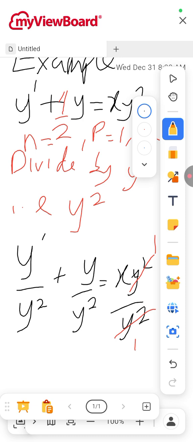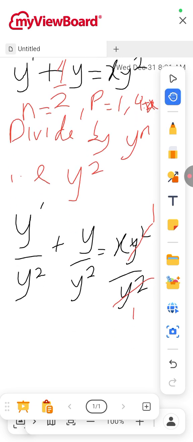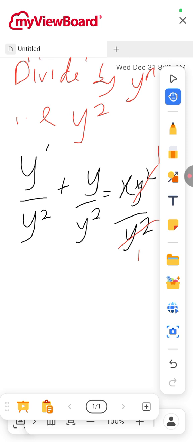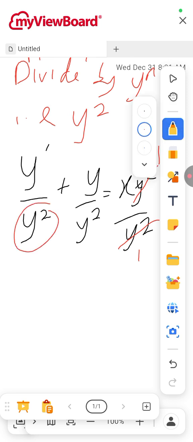Sorry for my voice, I'm having a challenge with it. You can leave the left side like that, but it's always better if you use the law of indices there. So this y squared, that's the denominator, I can bring it up here.